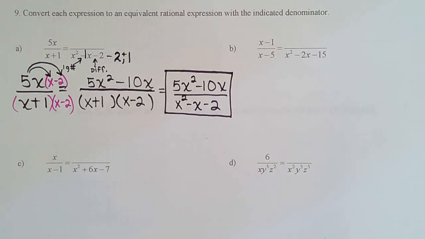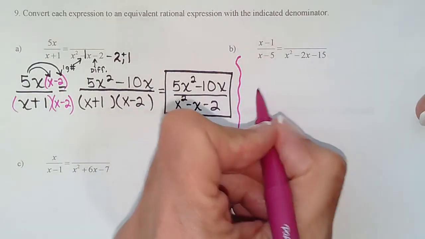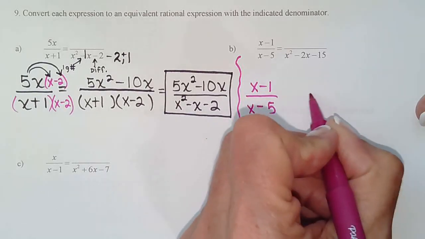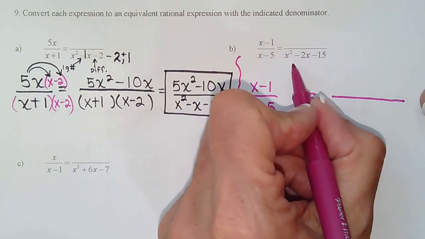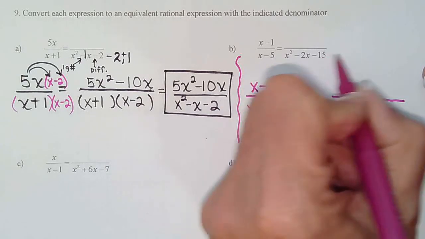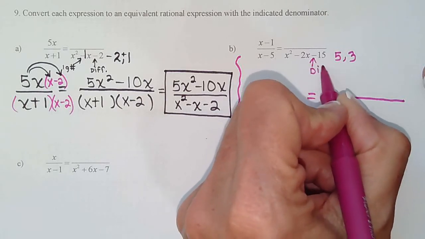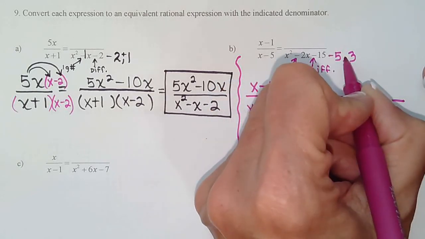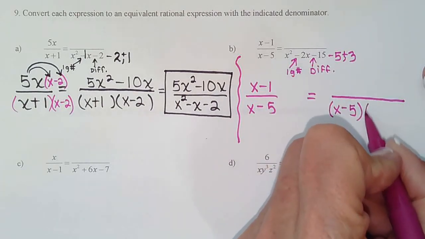Okay, next one. So this one, we need to multiply this fraction by something. So let's leave a little bit of room to make it look like this one. So first we have to factor. Step number 1, always. Factors of 15 that subtract to 2 are 5 and 3. Signs are different. Largest number in the pair needs to be negative on this one. So we turn that into x minus 5 and x plus 3.